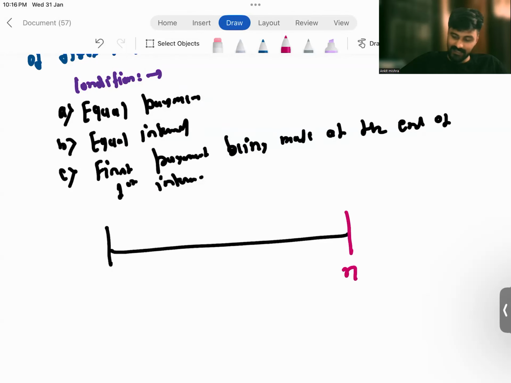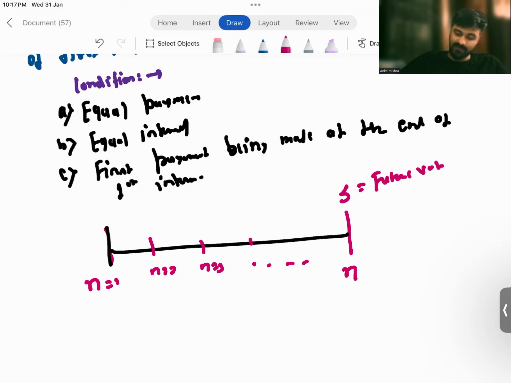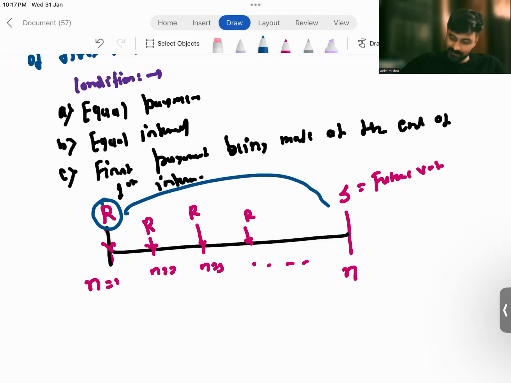So let's say the time unit is a year, right? So here you will be getting the S, that is your future value. Let's say N equals 1 year, N equals 2 years, N equals 3 years, and so forth. Let's say R amount of equal payment you will be investing. So the cash flow here is R, R, R, R. So what will be the value of this R at the end of the term? The payment is being made at the end of the first year.